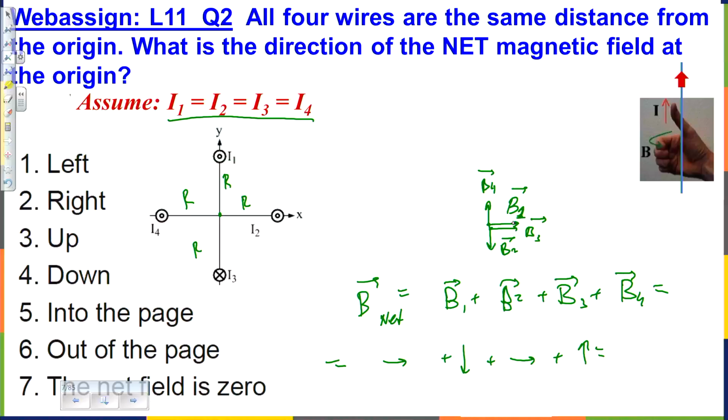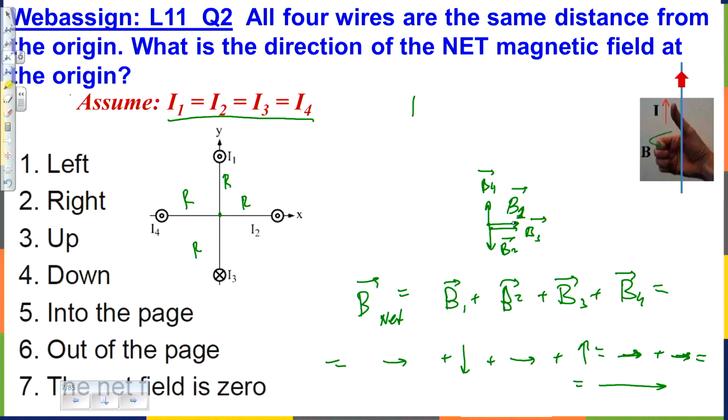So what do you see? Sometimes some arrows cancel each other out. In this situation, what should be canceled? Up and down, B2 and B4. So the result is this plus this, or this. So the direction of the net magnetic field is to the right.